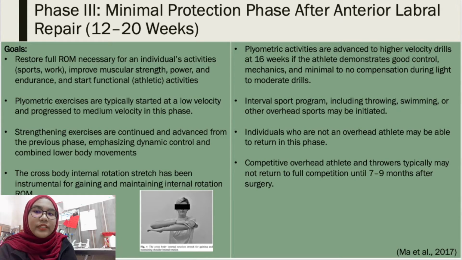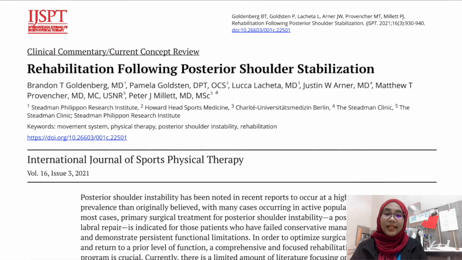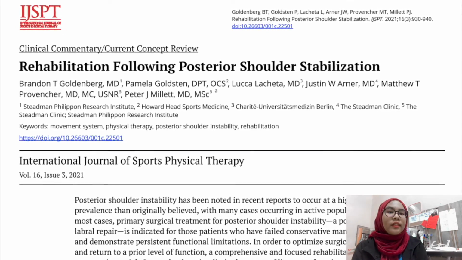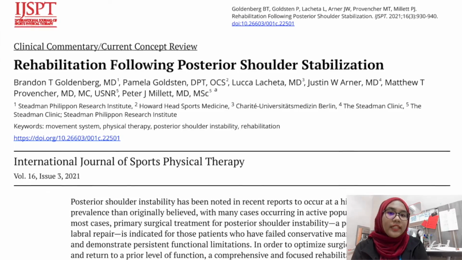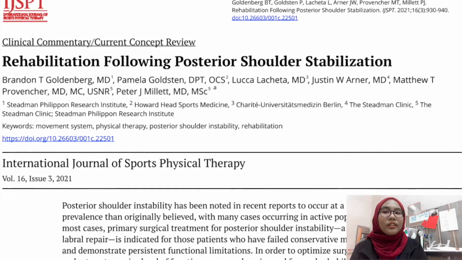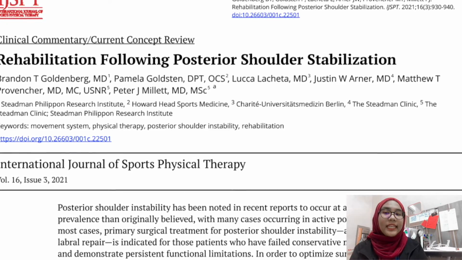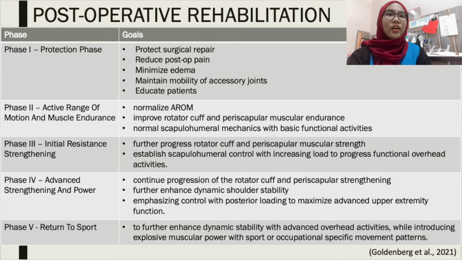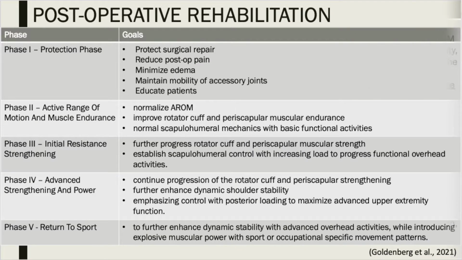In another article by Goldenberg et al. in 2021, they include a protocol that involves 5 phases, in which the individuals need to pass all the criteria in each phase to progress to the next phase. These are the goals in each phase of phase 1, phase 2, phase 3, phase 4, and phase 5.